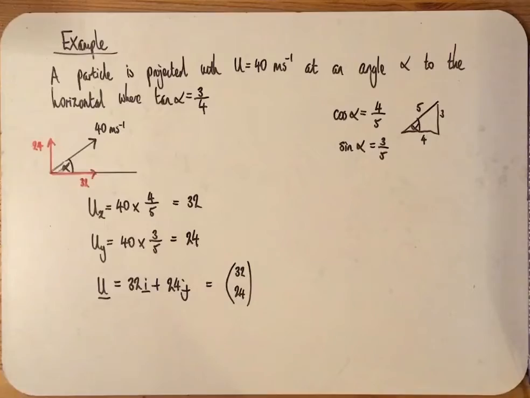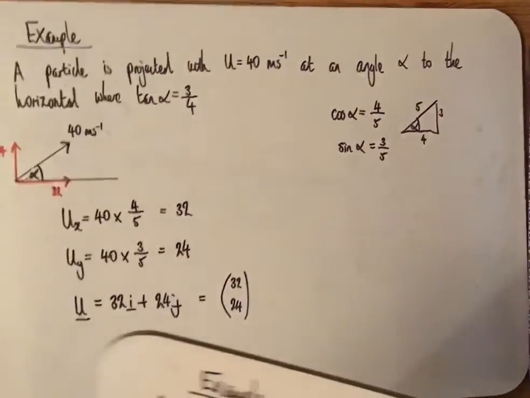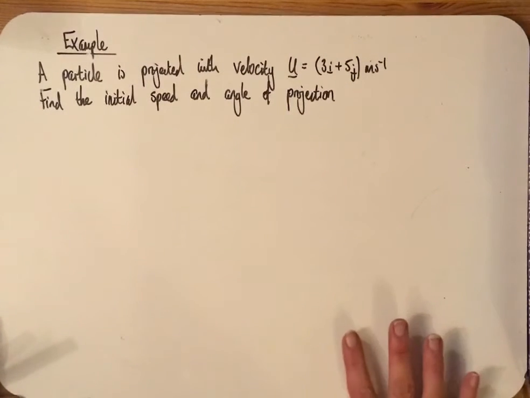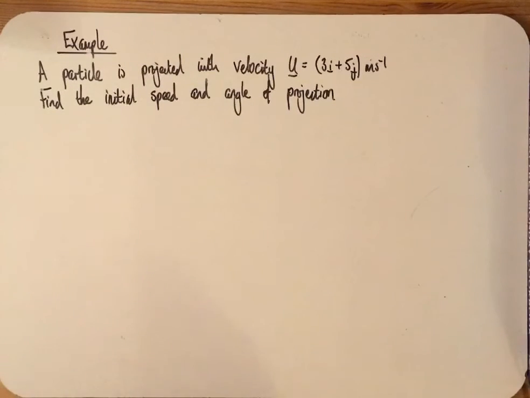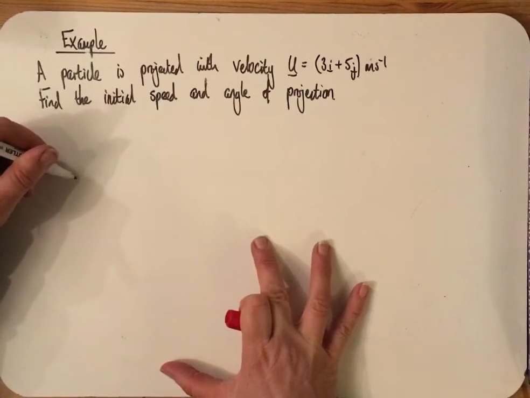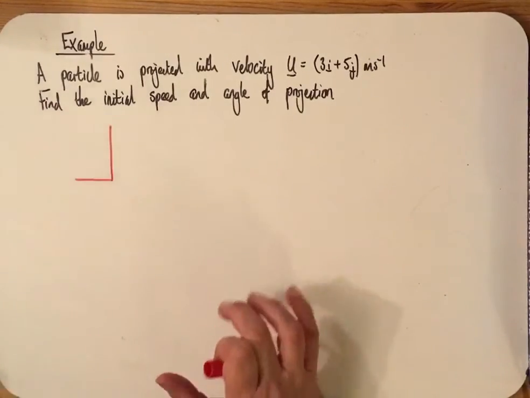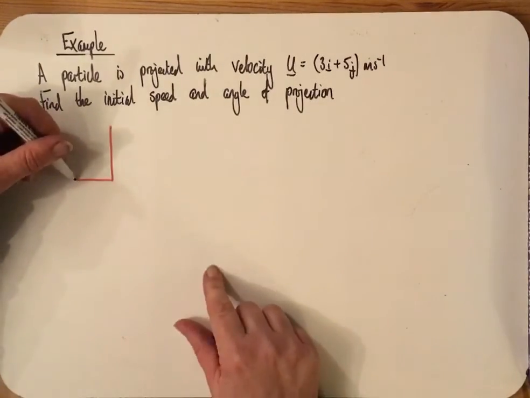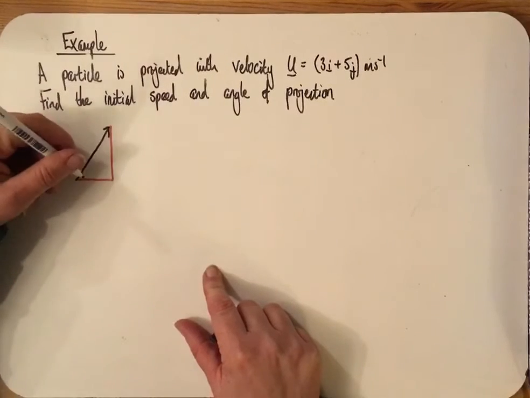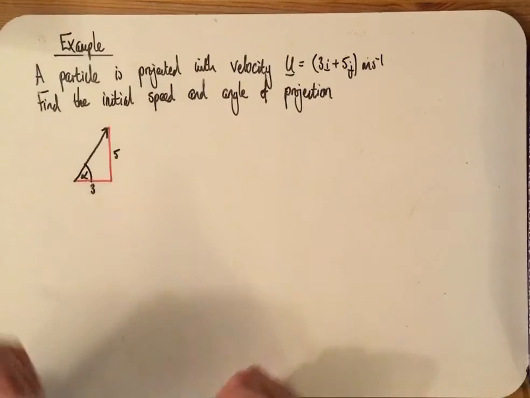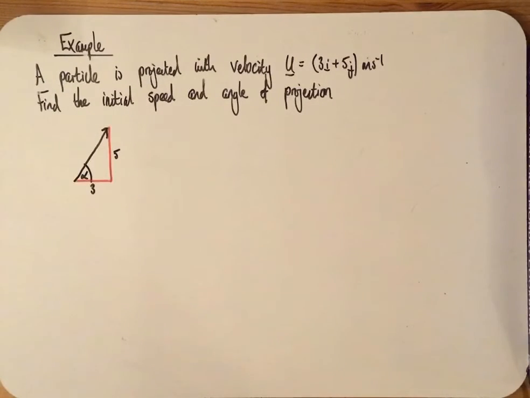One more quick example. A particle is projected with velocity 3i plus 5j. Find the initial speed and angle of projection. So I think you should be fine with this, to be honest, but it's 3i plus 5j, so it's being projected like that. That's alpha, so that's 3 and that's 5.